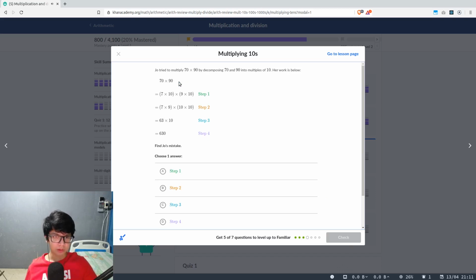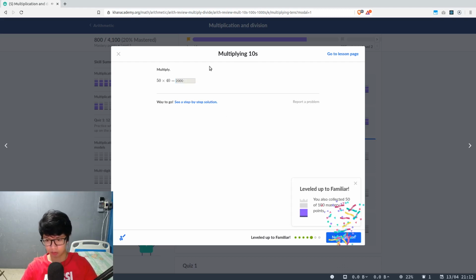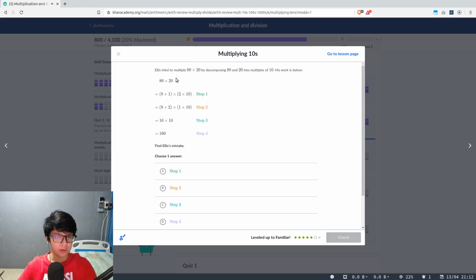Joe tried to multiply 70. Okay, we're gonna find Joe's mistake. Okay, so it's right. So right. I think this is wrong. Should be 100. Step 3. And I'm not even sure what 7 should be, 63, I guess. So 50 and 200. 2,000 I meant. 200. Okay, I found a mistake.